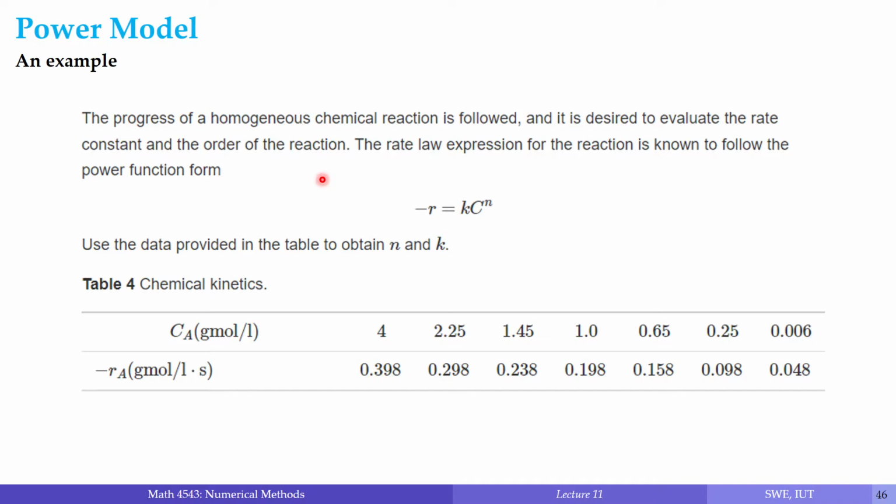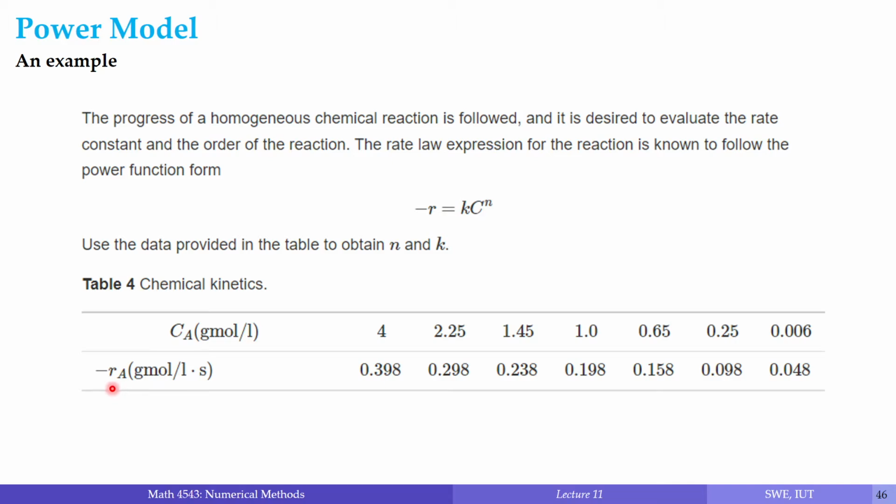Okay, let's apply it to an example. If you remember from the first part of this lecture 11, we discussed some applications of the power model, right? One of the applications was to model the what? To model the reaction rate of chemical reactions, right? So we'll do one such example. We are given the concentrations over time of a certain chemical, which is taking part as a reactant in a chemical reaction. So its concentration is gradually decreasing over time, and from 4 we end up with a concentration of 0.006 gram mole per liter, and its reaction rate will also decrease over time, right?